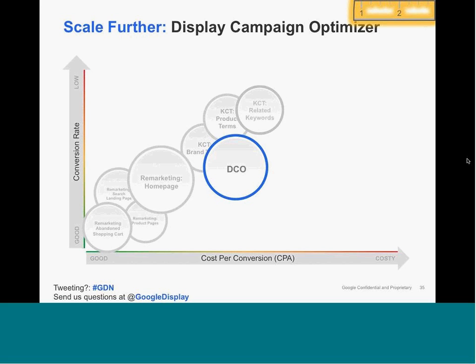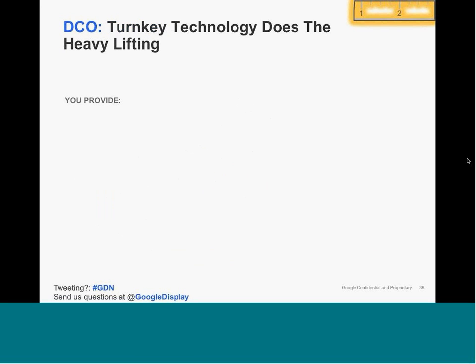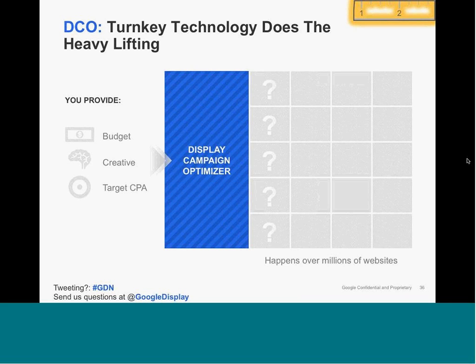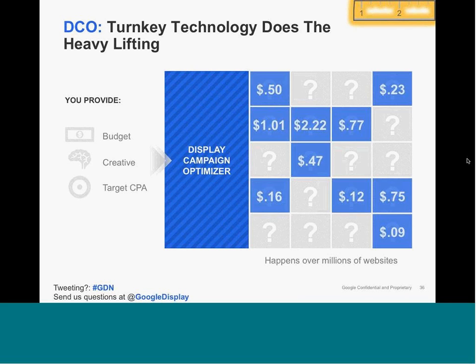DCO isn't available to all advertisers currently. Only those who have an account manager and meet certain eligibility requirements can test it, but we're working right now on a solution for everyone. The way DCO works is you provide your ads, your CPA goal, and your daily budget, and the Display Campaign Optimizer automatically goes to work.